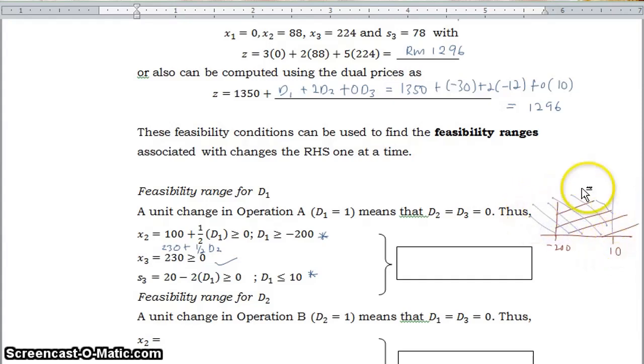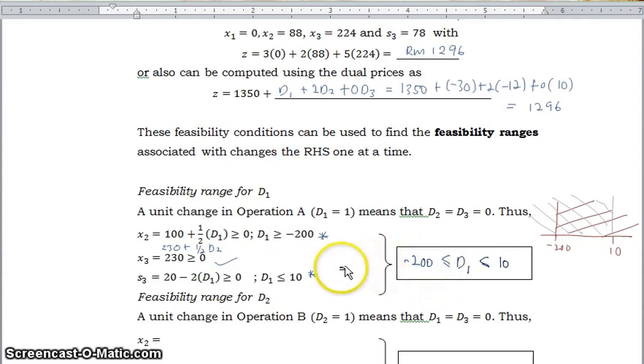From this we can see that the range for D1 is between negative 200 and 10. So D1 is greater than or equals to negative 200 and less than or equals to 10. This means that when D1 is within this range, the current solution remains feasible.